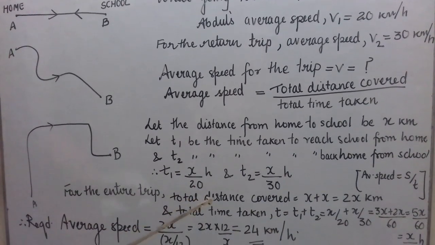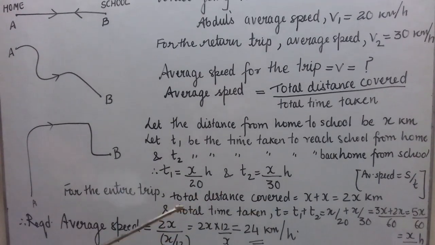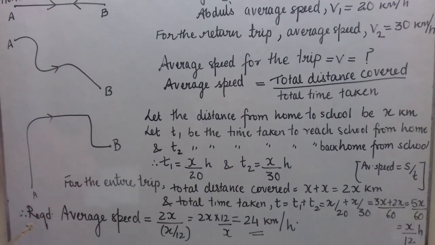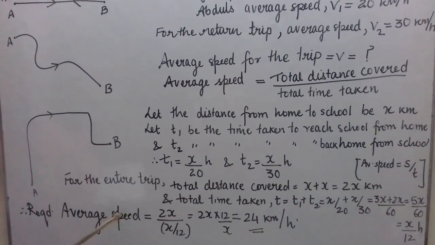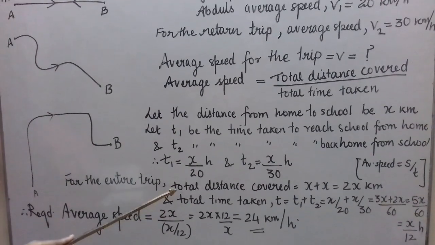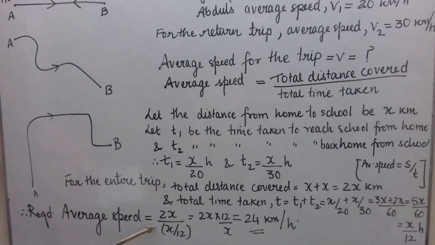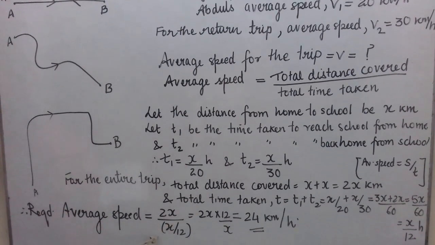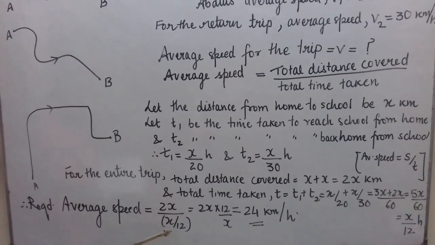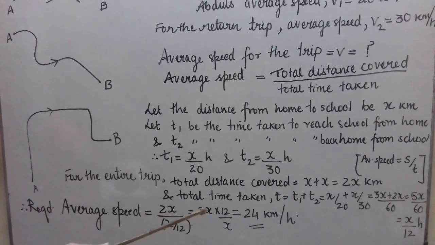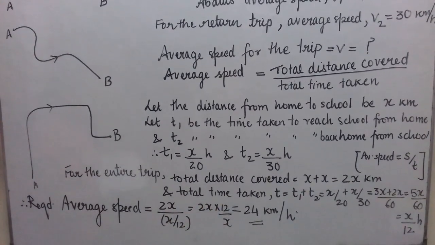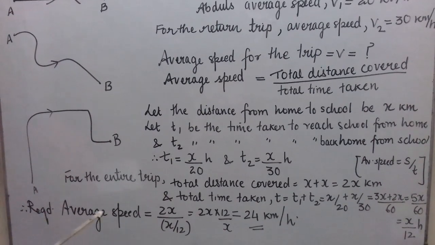So what is total distance covered? 2x kilometers. What is total time taken? X upon 12 hours. So now we can find the required average speed. Formula once we have written, no need to write the formula again. Total distance 2x, total time taken, so divided by x by 12. Simplify it, 2x into 12 by x. We have to take the reciprocal. X gets cancelled. 12 twos are 24 kilometer per hour.